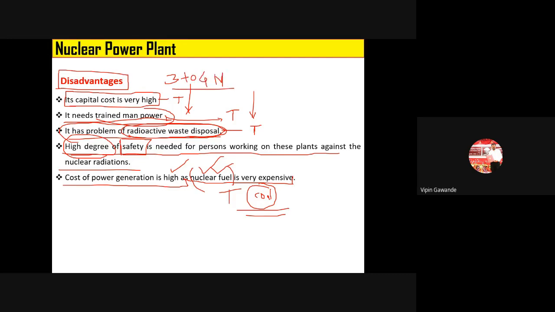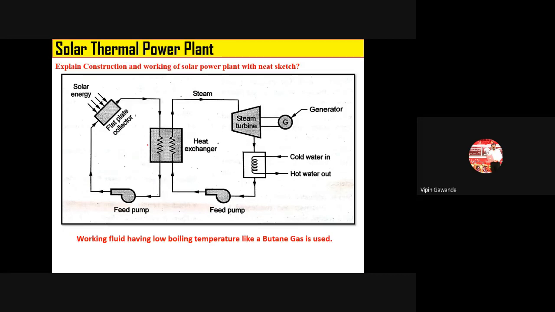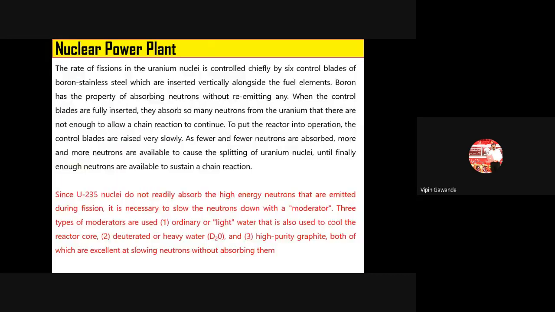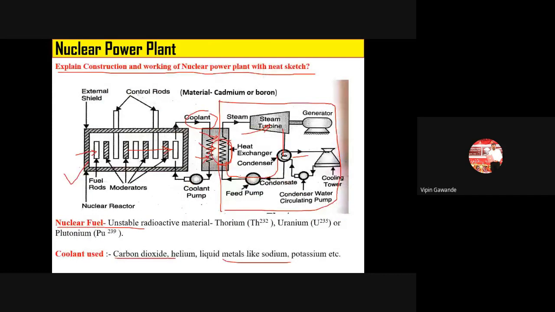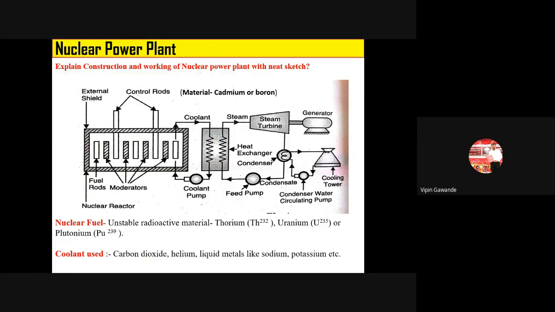Now next. If you have any difficulty regarding the construction and working of this nuclear power plant, you can ask. Otherwise, we'll shift to the next power plant. Is anyone having any difficulty?